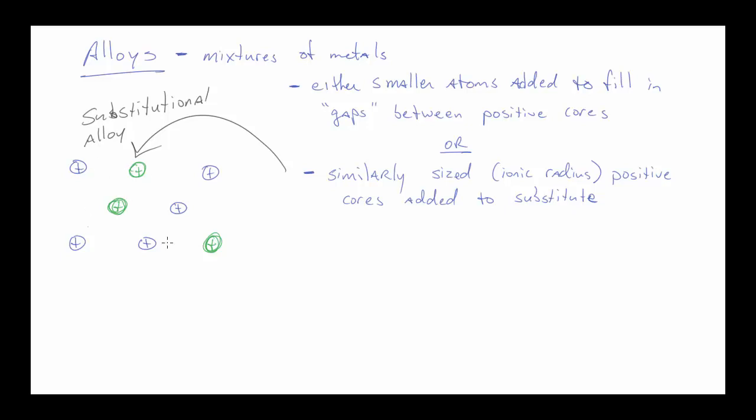And so notice I've got 3 different green positive cores in here, and that would represent the metal mixture, right? The difference between green and blue, those are 2 different metals. And again, what we see is we're not putting anything in between now. It's just going to substitute in the matrix because they are similarly sized. You wouldn't expect these to be able to fit in the gaps between the positive cores that were originally there.